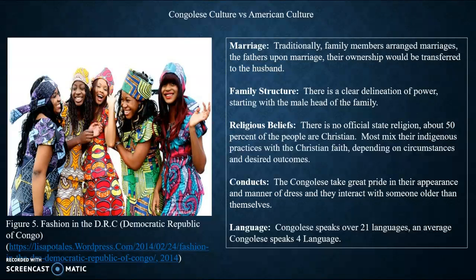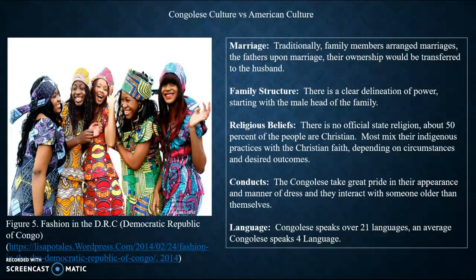As far as for my research, I chose to do Congolese culture versus American culture. Obviously, I'm from Congo. I came to the States when I was about 12, so I can speak on how the different cultures behave. So some of the stuff I wanted to highlight, the first one was the marriage tradition.